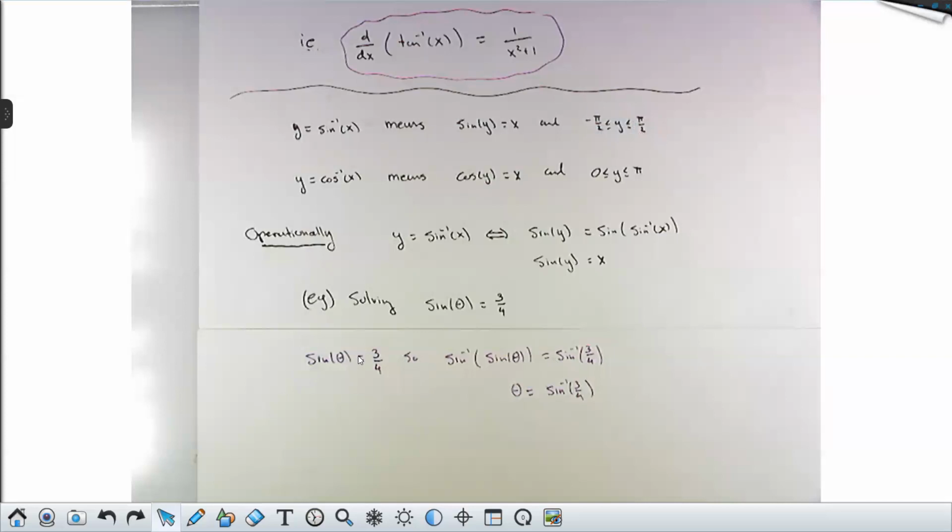So the secant, tangent, cotangent, and cosecant, they work the same way as sine? Yep, all the inverse trig functions work in this same way. They just each have their own separate domain restriction.